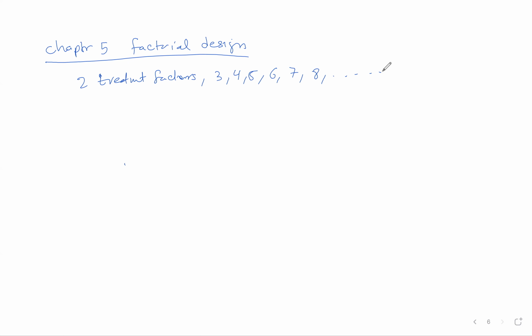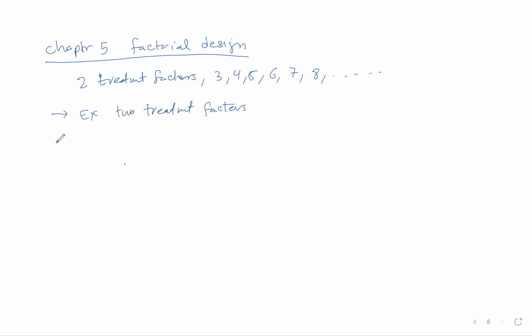But in chapter 4, we didn't include any blocking factor. We cover the idea of having many treatment factors. So if you have only 2 treatment factors, as an example, let's say A and B. There are two treatment factors. The first one has a levels, the second one has b levels, or any notation.